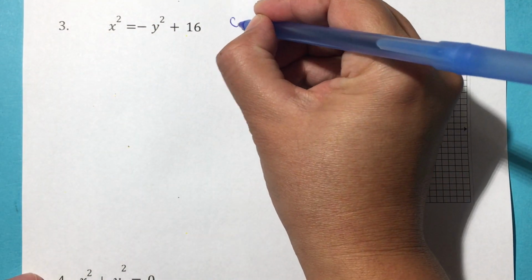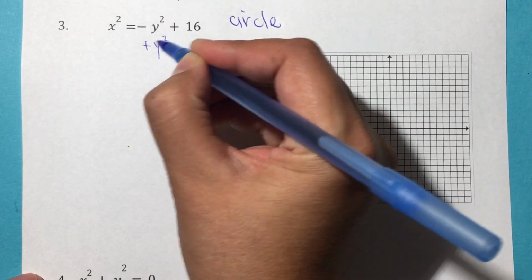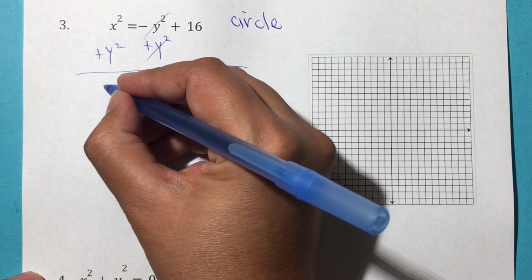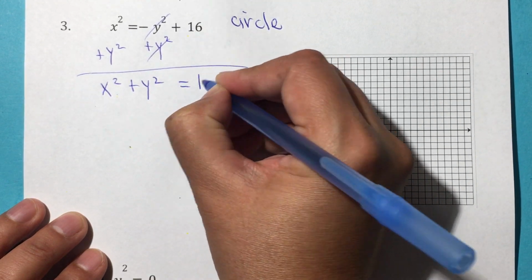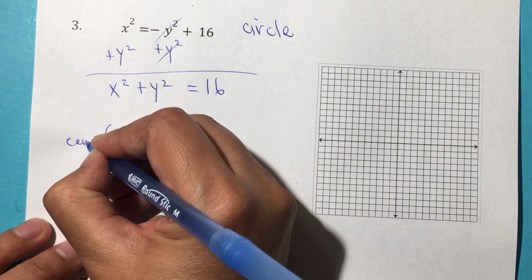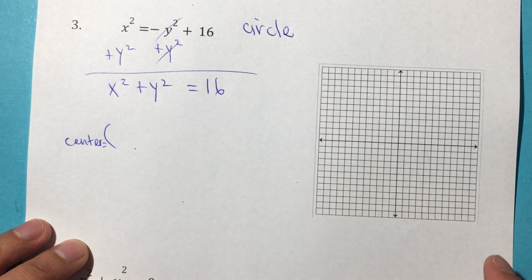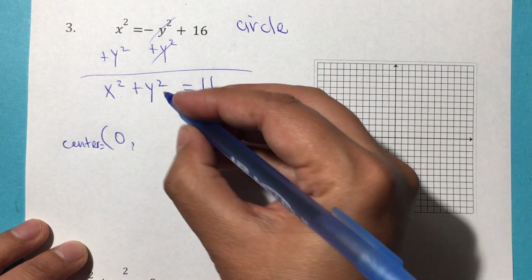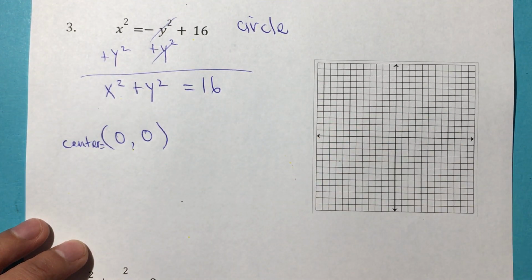Okay, for number 3, x squared, y squared. Oh, that's a circle. And so what we're going to do is add y squared to both sides. And we get x squared plus y squared equals 16. Again, for the center, we are not subtracting or adding anything to x, so that's going to be 0. We're not adding or subtracting anything to y, so that's also 0. So it's in the origin.